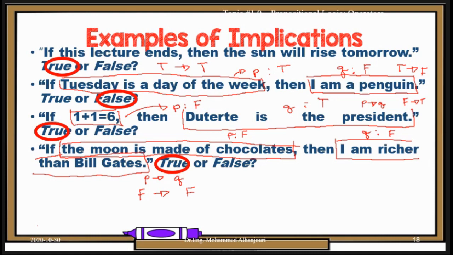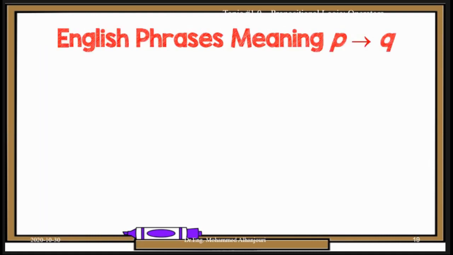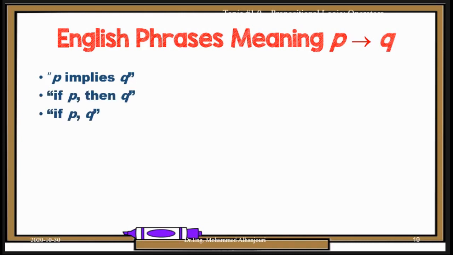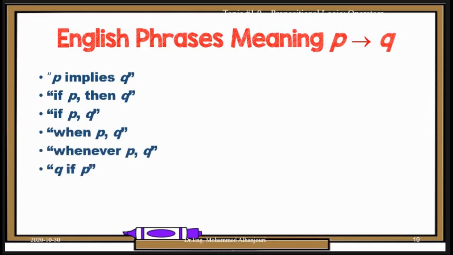Alright. So, I said earlier, we are not limited to the if-then statement and the word implies. Since the English vocabulary is so vast, here are some English phrases with the same meaning as P implies Q. It can be if P, then Q. If P, Q. No then. When P, Q. Whenever P, Q. It can also be reversed: Q if P. Q when P. Q whenever P.